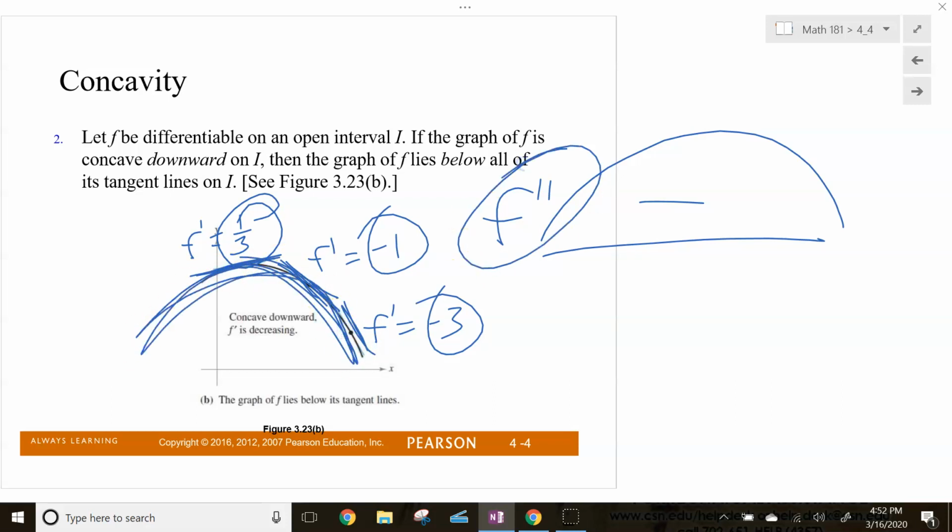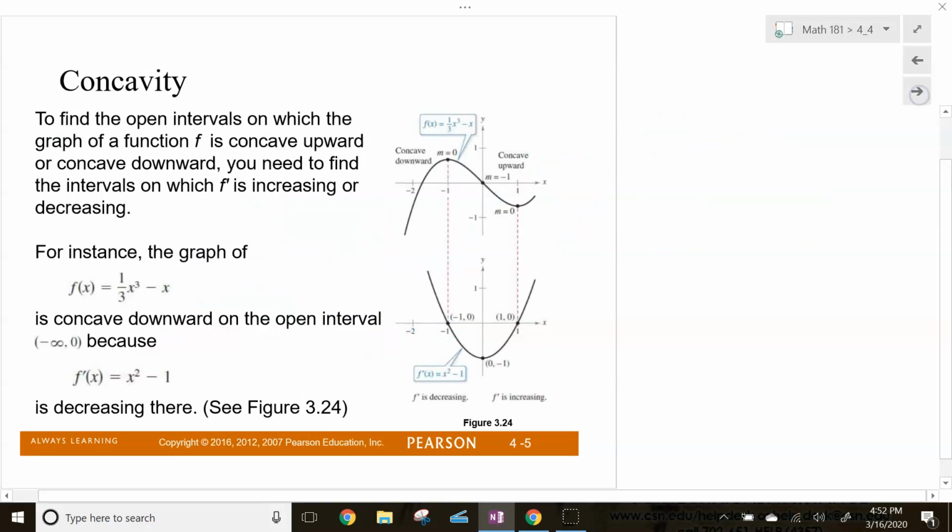Okay, so the second derivative is describing concavity. If it's positive, the original function is concave up. If it's negative, the original function is concave down. I think we'll solidify this with some examples here.